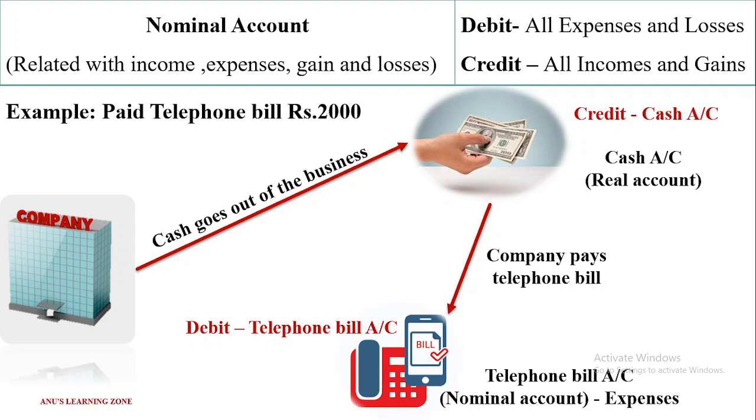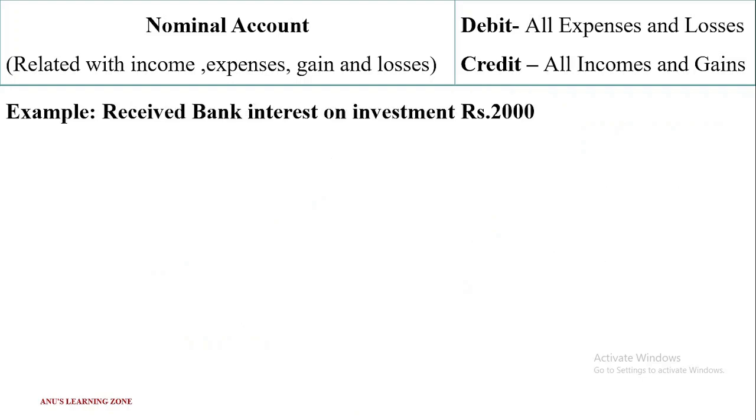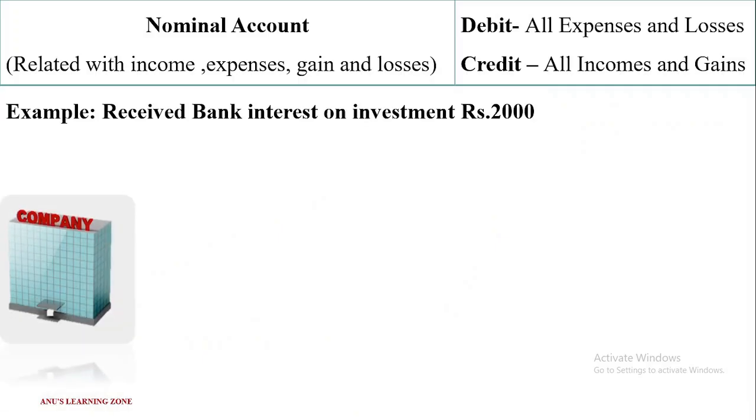Okay. Moving on to another example. Received bank interest on investment rupees 2000. Here also we have to think from the point of view of the company. The term received indicates what comes into the business in the form of money, like received rent, received commission, received discount, received interest on investment. All this is considered as income to the company.